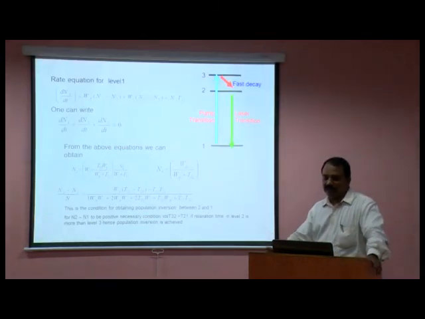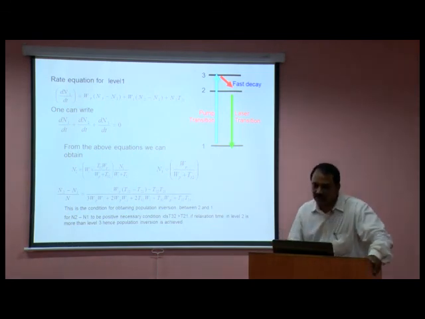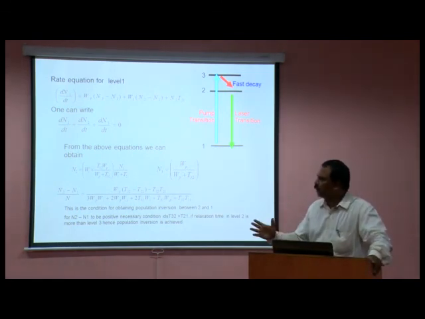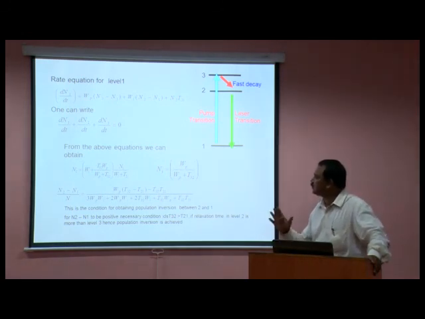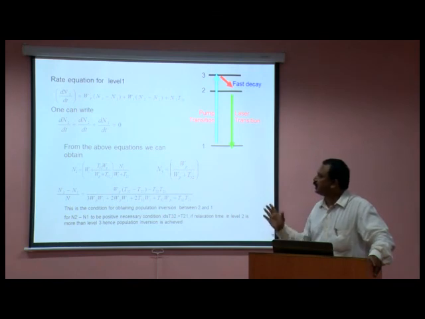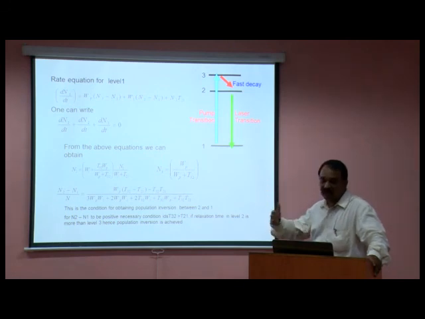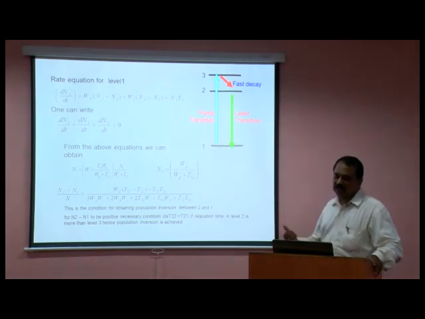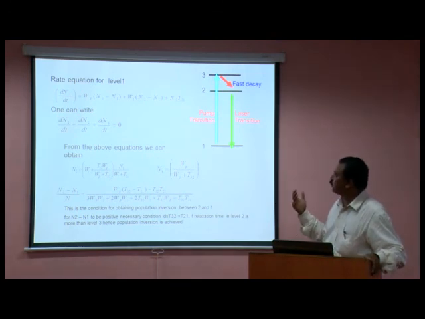Likewise, I can come to the rate equation for level 1. How shall I write the rate equation for level 1? Here there are many parameters. The change in atoms present in the lower level, that is the ground level, may be affected by various parameters: pumping energy, lasing energy, and the lifetime of atoms present in the second level. So, different activities are exposed to the first level.